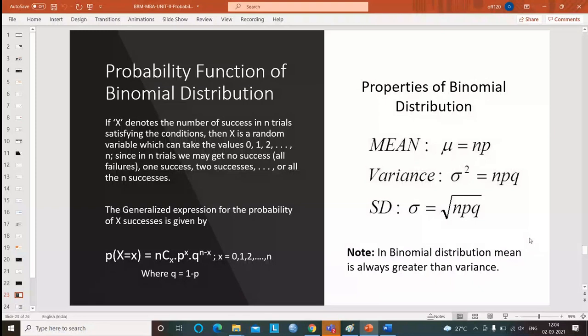Mean is 4 and variance is 2. So the mean value is 4 and the variance value is 2. 4 is always greater than 2. So that is how the mean value is always greater than the variance.